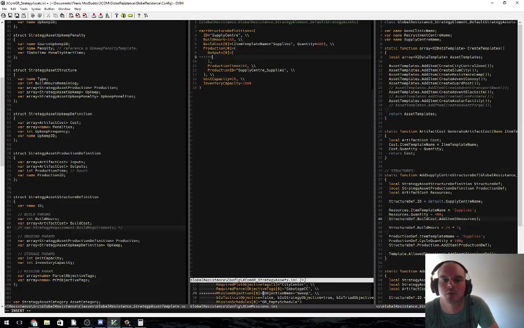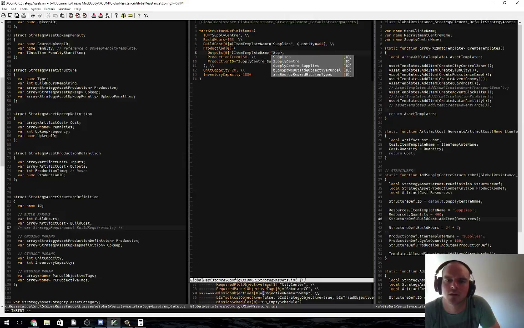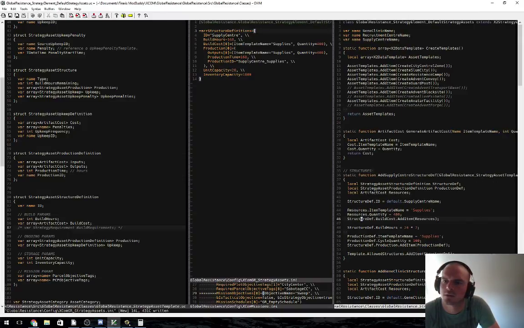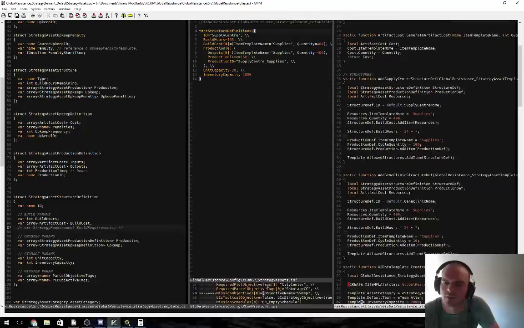Right, so we've got outputs. Outputs are artifact costs. So let's just say item template name equals supplies. Let's say it makes 400 every cycle, and that's the cycle. So theoretically that should be a valid thing.